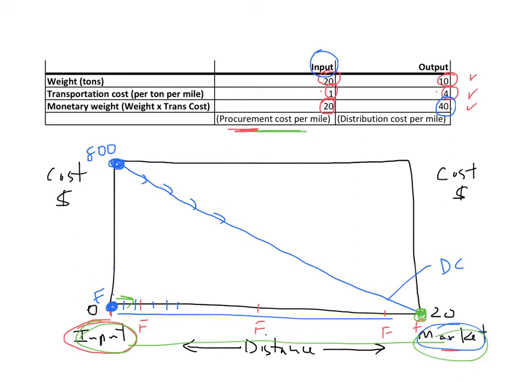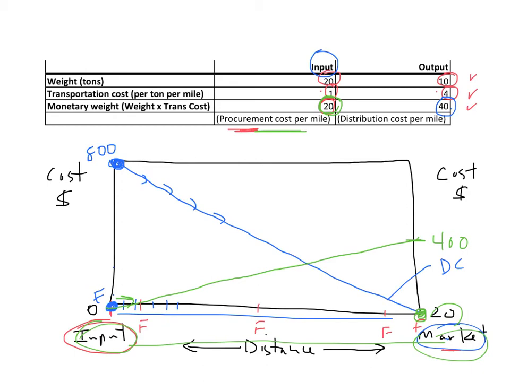Every time we move 1 more mile away from the input source, that is, our factory is a mile more away from the input source, we incur an extra $20 in cost. Once we are at the maximum of 20 miles away from the input source, we would incur a cost of $400 in procurement. And we have a linear relationship that would look like this.